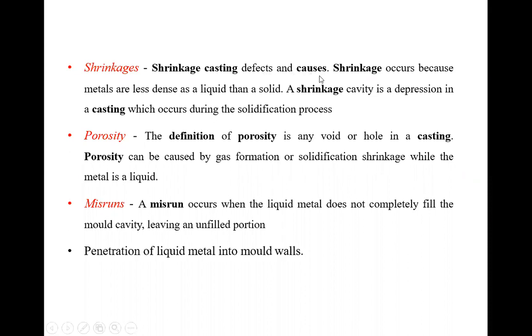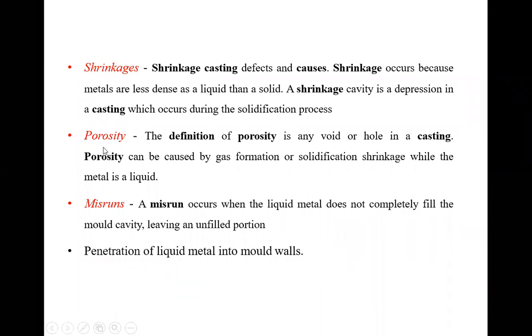So, shrinkage defects and causes. Shrinkage occurs because metals are less dense as a liquid than as a solid. A shrinkage cavity is a depression in a casting which occurs due to the solidification process. It is due to the solidification process only that the shrinkage defect occurs.